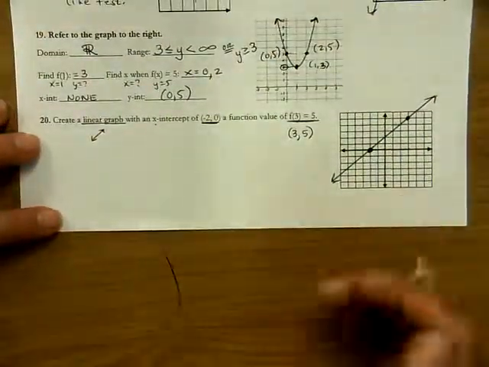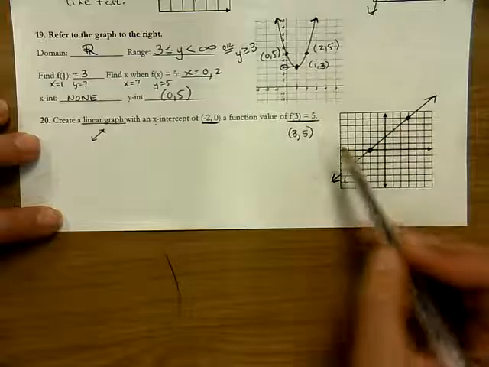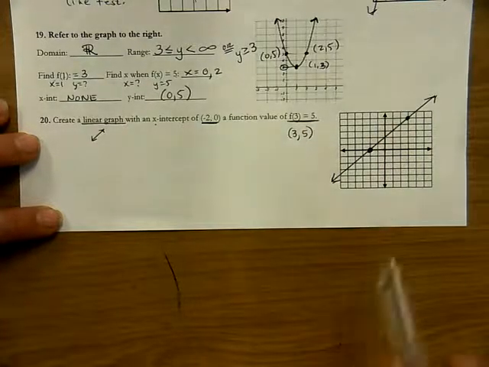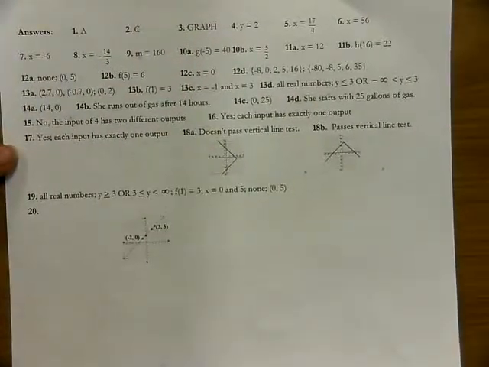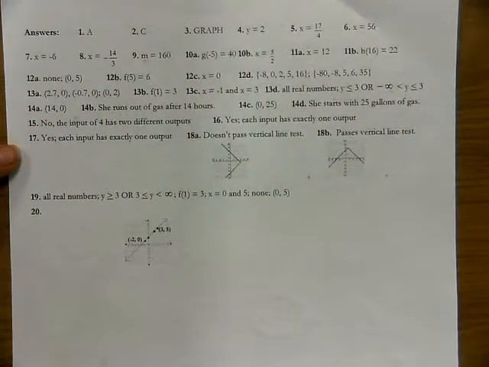And that would be the linear function with an x-intercept of (-2, 0), and the function value f of 3 equals 5. So flip to the back, we just have our answers, so please check your answers to the rest of these on here as you work through it, and good luck.